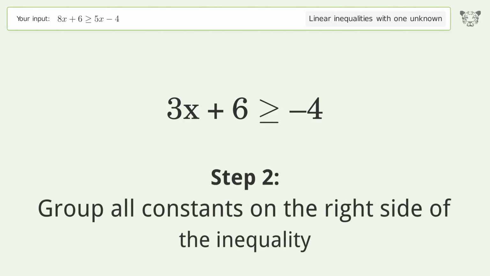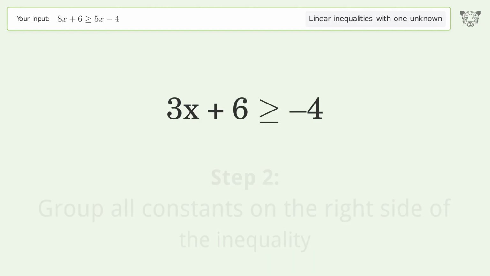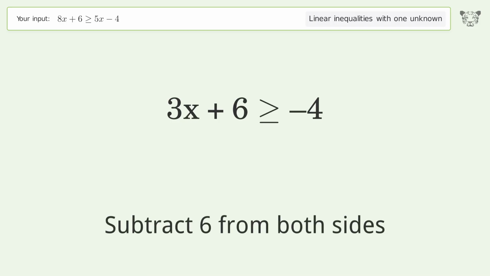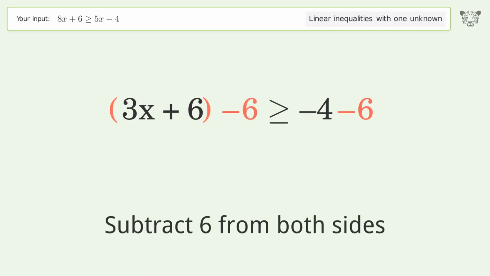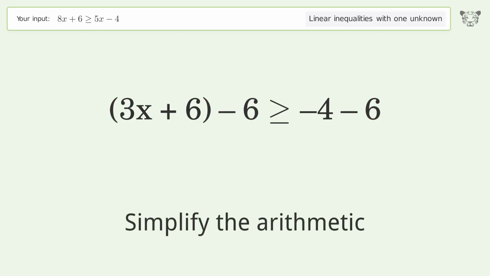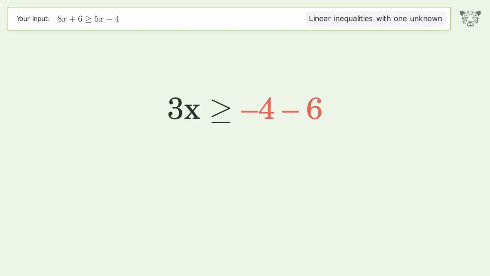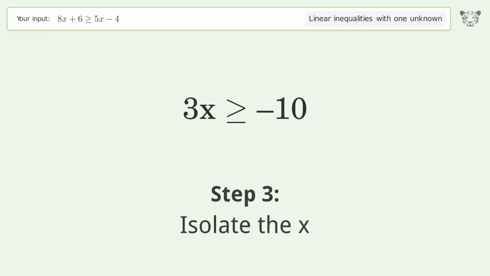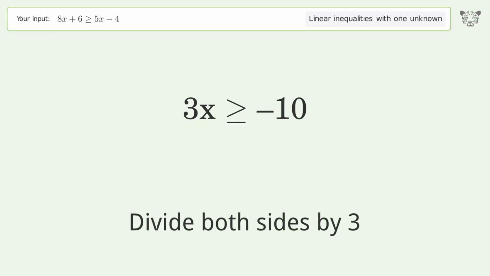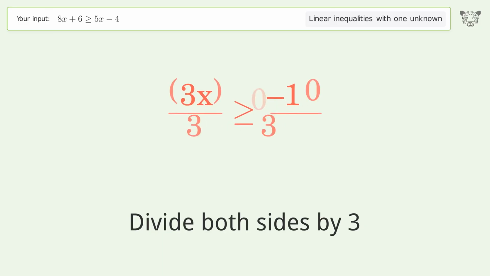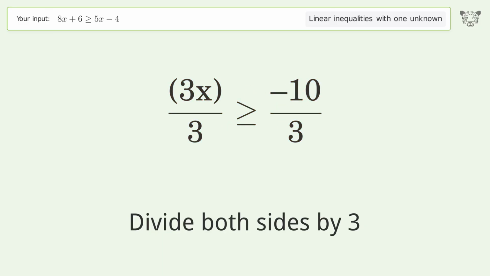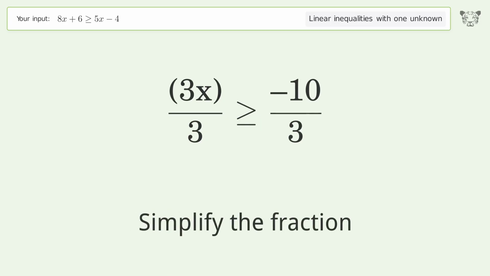Group all constants on the right side of the inequality. Subtract 6 from both sides. Simplify the arithmetic. Isolate the x. Divide both sides by 3. Simplify the fraction.